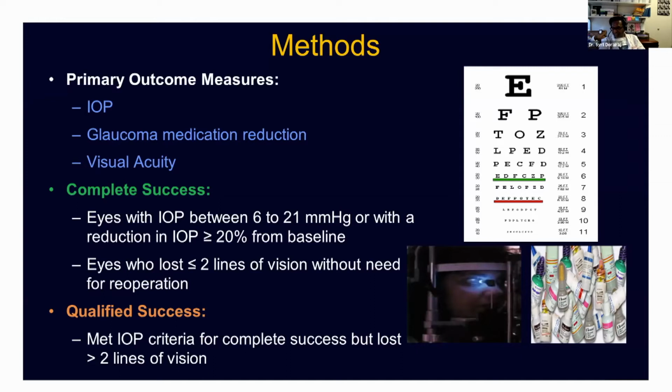We said, what would be a complete success? Complete success is someone who has an IOP between 6 and 21, and the vision should not be more than 2 lines lost as a complication. A qualified success is when enrolled patients met their IOP target, but not their vision complications. So what did we see?